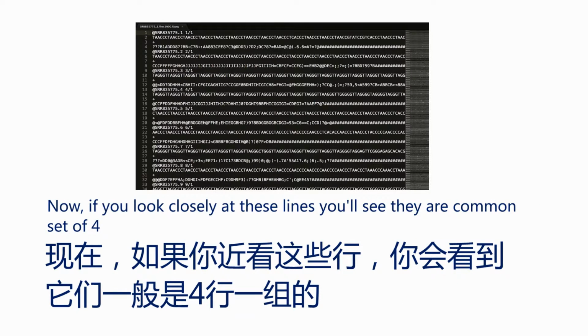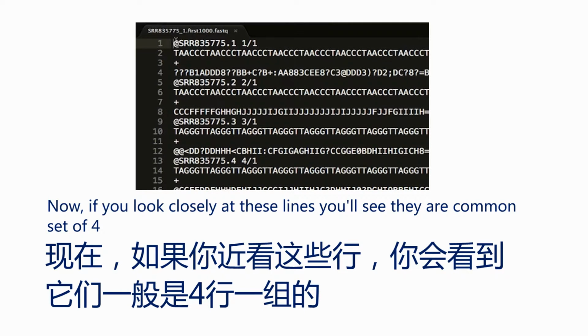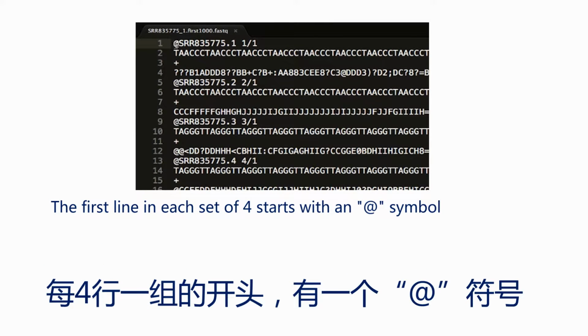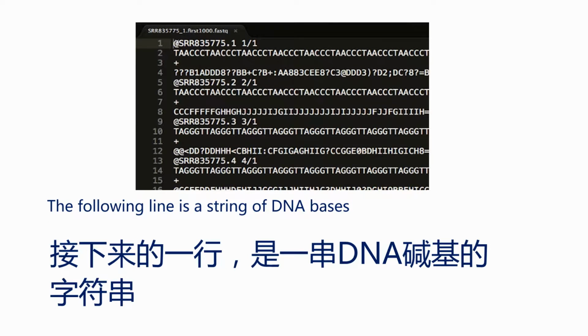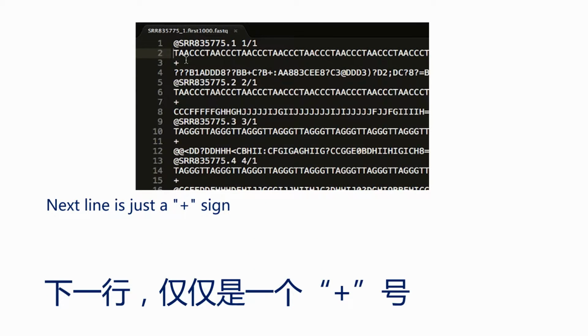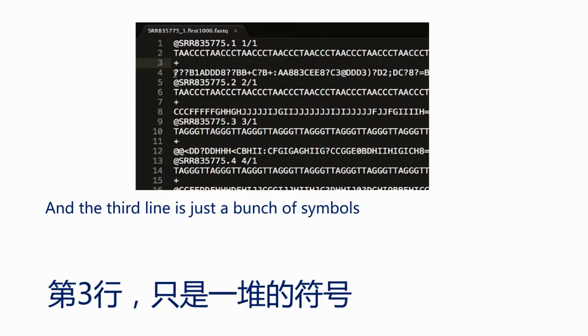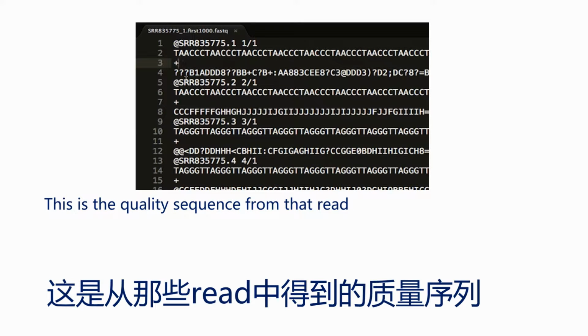Now, if you look closely at these lines, you'll see that they come in sets of 4. The first line in each set of 4 starts with an @ symbol and then just has a name. This is just a tag to indicate which read this is. The following line is a string of DNA bases. The next line is just a plus sign. And then the last line is just a bunch of symbols. This is the quality sequence from that read.